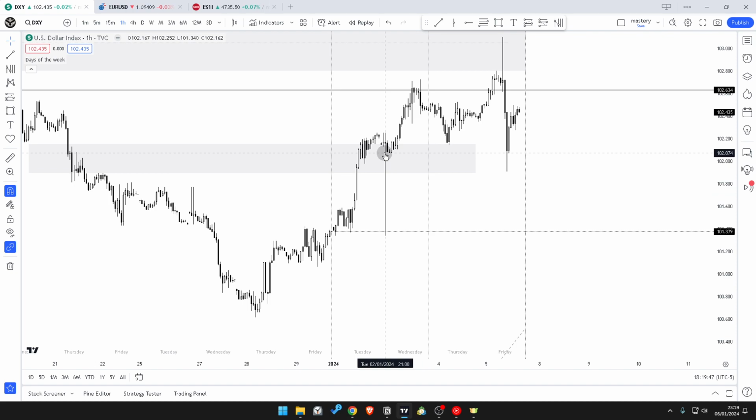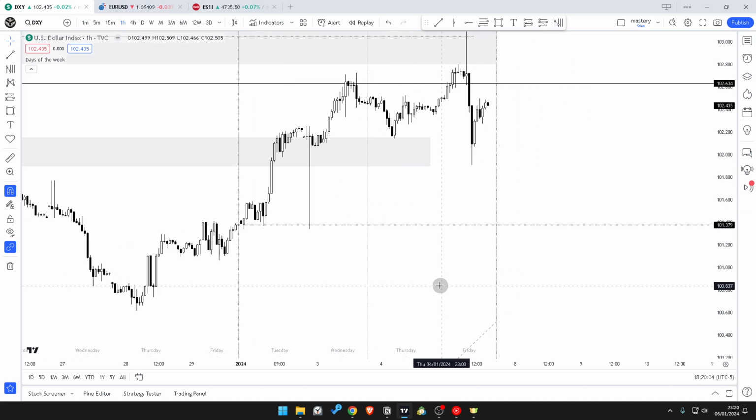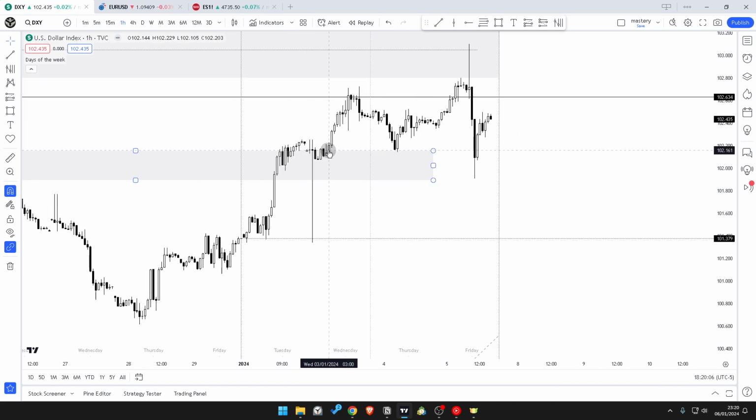Then we have this week, which I don't know what happened right here, but we have this week to take out everyone that was trailing stop losses from Tuesday's expansion. This is followed then by the Wednesday opening, where you have price reach into drawn liquidity.